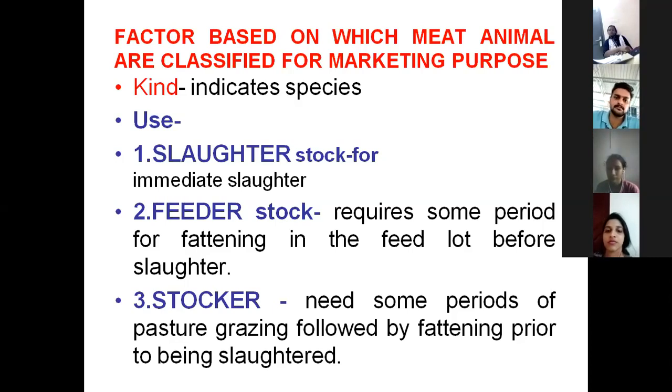So we have the 3 types of stock. Slaughter stock is ready for slaughtering. Feeder stock means after a few months of grazing, the concentrates or the grains will be given, and then it gets converted into slaughter stock. Stalker stock means pasture, loose pasture, plus the feed or the grains will be fed to the animals for converting into the feeder stock.